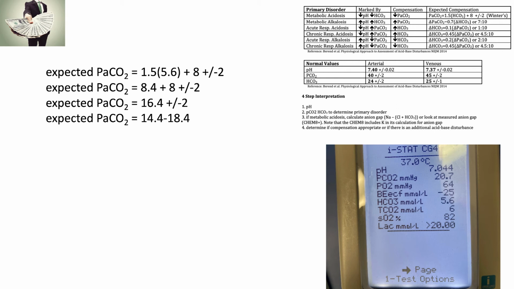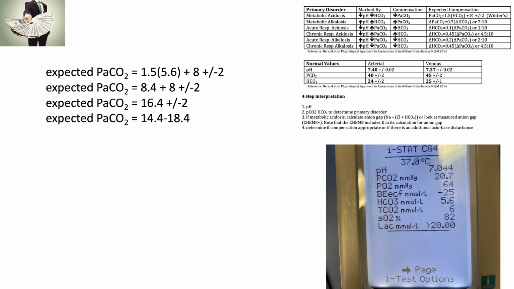Let's go back to the 4 steps and talk about compensation. So it's Winters, right? So it's a metabolic acidosis. So that takes us up to our top row here. And so that's our primary disorder. So that's marked by a decreased pH, which of course we see, and a decreased bicarb, which we see. The compensation that should occur is a lowering of the PaCO2. And how much it should drop is dictated by Winters. And this, of course, is how much it should drop in a spontaneously breathing patient, which we have in this case. This patient is not intubated, is breathing on her own.